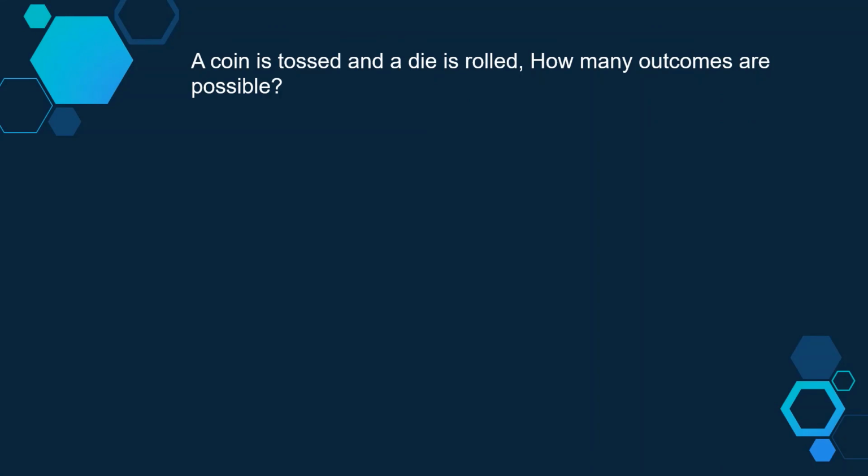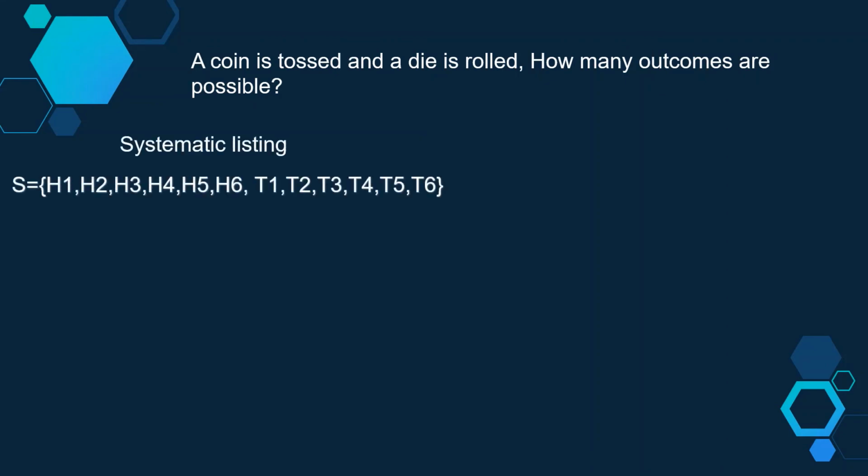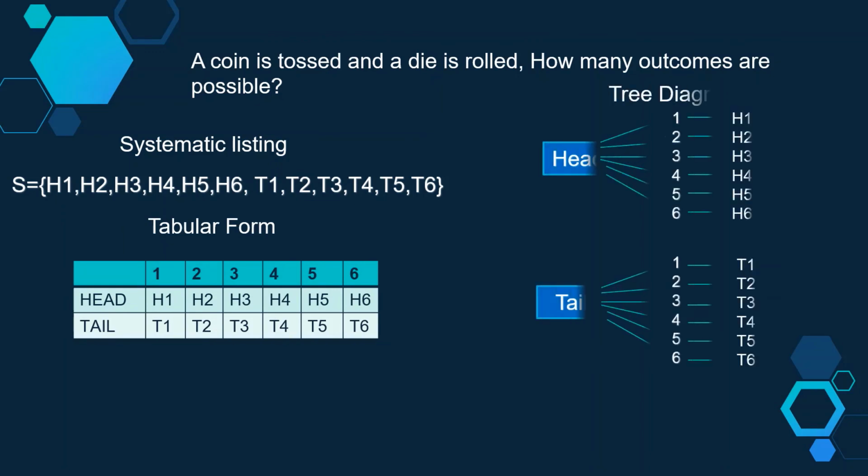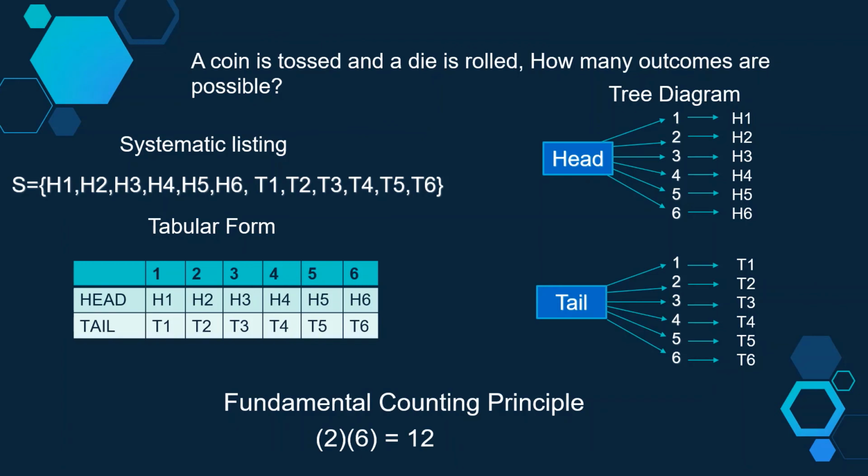To sum up our lesson, a coin is tossed and a die is rolled. How many outcomes are possible? So we can show it in systematic listing, tabular form, tree diagram, or the fundamental counting principle. So there are 12 possible outcomes when a coin is tossed and a die is rolled.